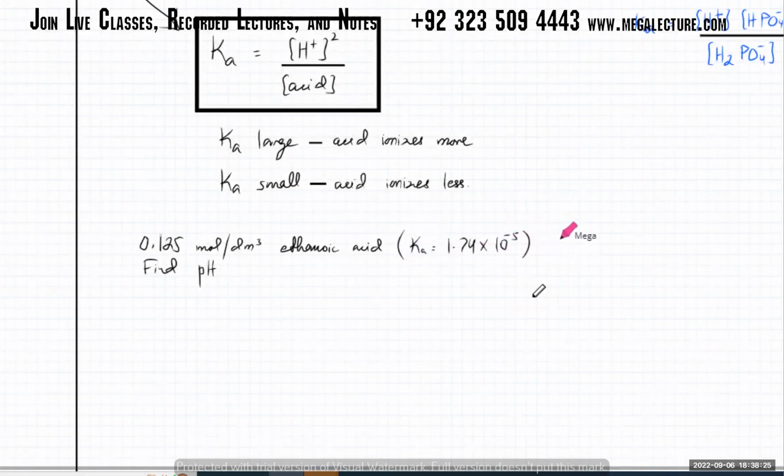Times 10 power -5. How do you calculate pH? I'm just going to use K is equal to H plus 1 squared, which gets divided by the acid concentration.